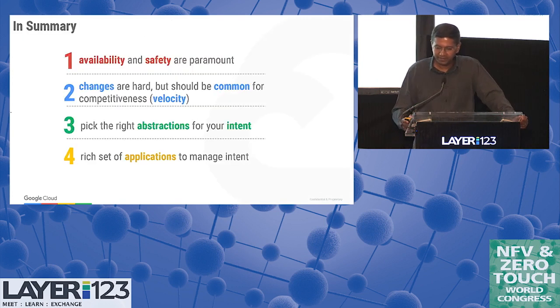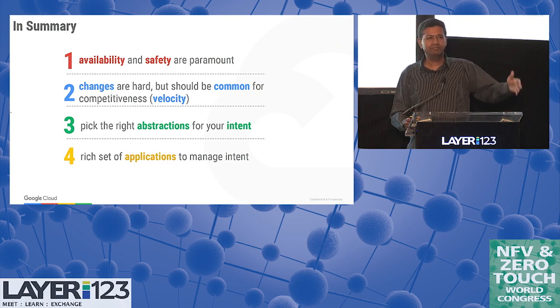So if I were to summarize, pretty much what I would say is availability and safety are paramount, as we had seen earlier. Without that, an unavailable infrastructure is actually non-existent. Changes are really hard, but they should be common, because you would want velocity, you would want to be competitive. You don't want to just say, I want to change my network only so often, let's say monthly or quarterly, or even yearly in some cases, because then you're not being competitive.